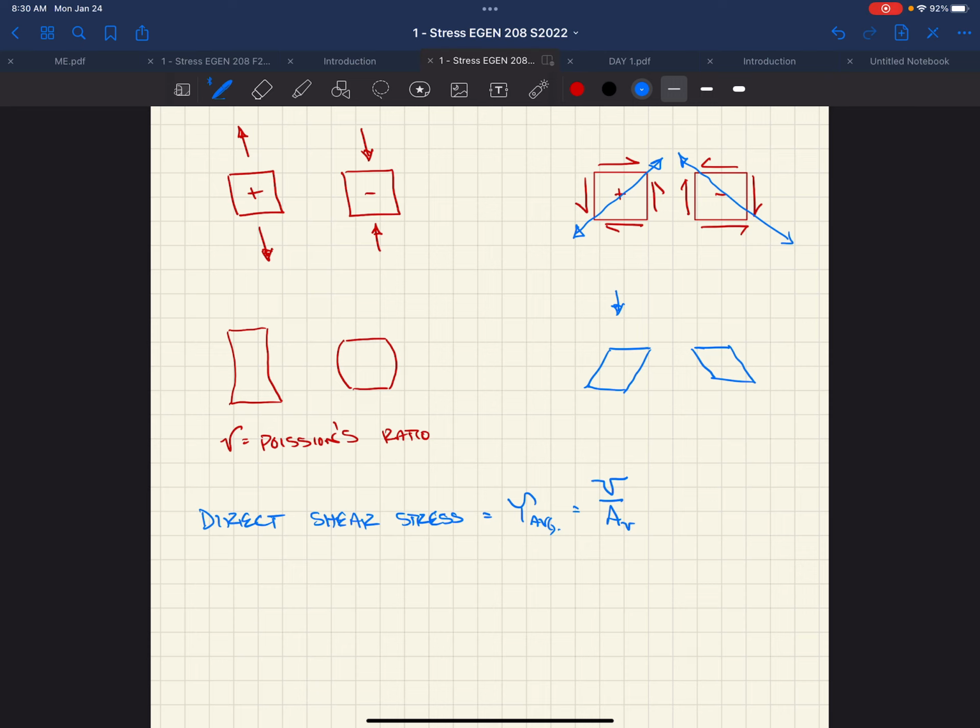And what's the area in which that shear force acts over? This is the same as saying the force due to shear over the area due to shear. So V is force applied in shear. You remember some of this from EGEN 203. You went through some beams, moment and shear diagrams, so we get shear forces. A sub V is the surface area over which shear is distributed.